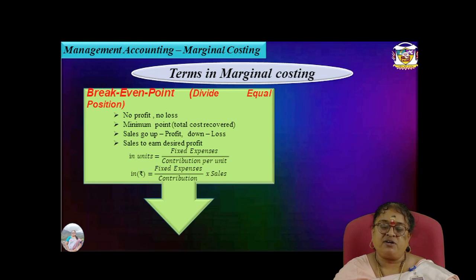The formula for sales to earn desired profit is, if we want to calculate in units, fixed expenses divided by contribution per unit. If we want to calculate in rupees, fixed expenses divided by contribution into sales.